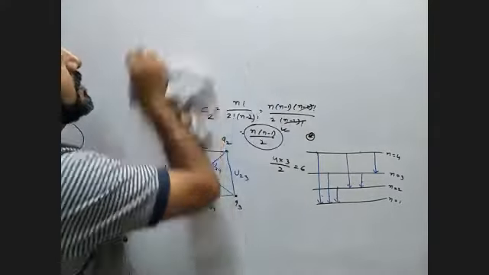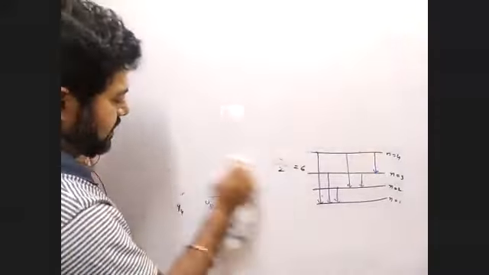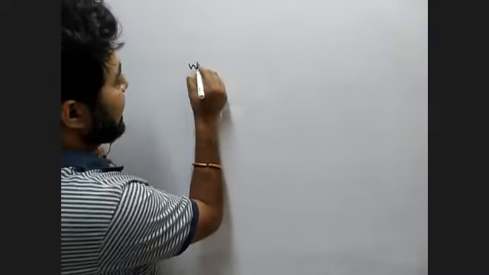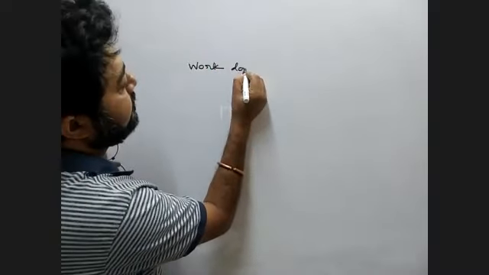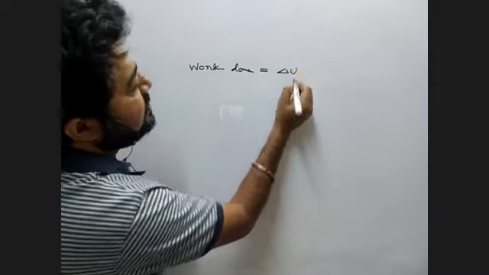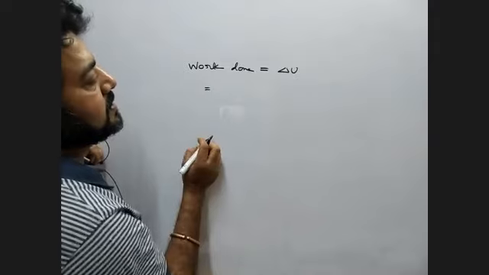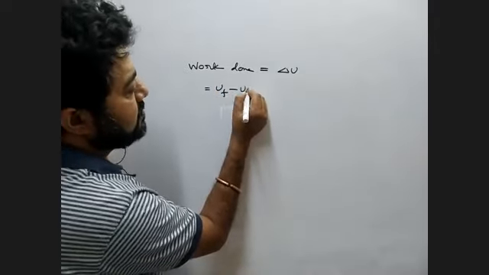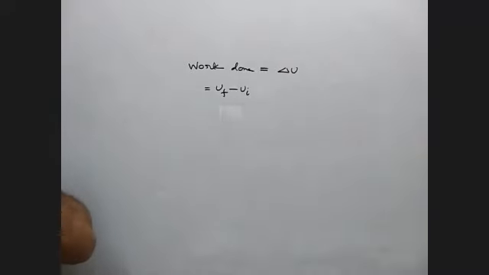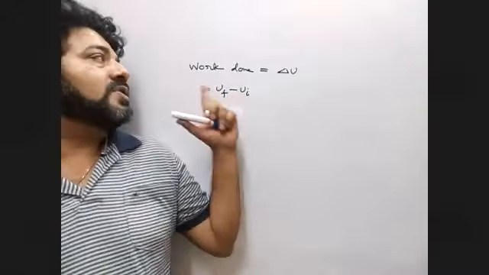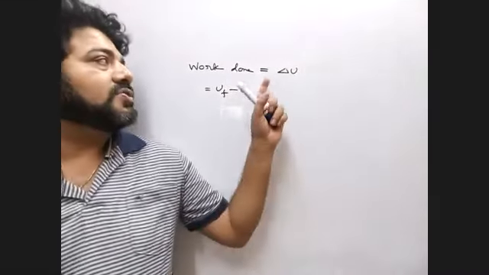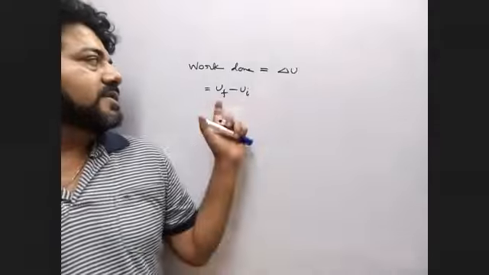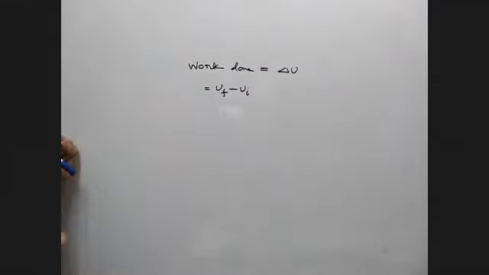After that, the next thing is work done, which is equal to the change in potential energy, that is the final potential energy minus the initial potential energy, which is very, very important. So always remember it this way. If the examiner asks for work done, try to find the change in potential energy, that is the final potential energy minus the initial potential energy.